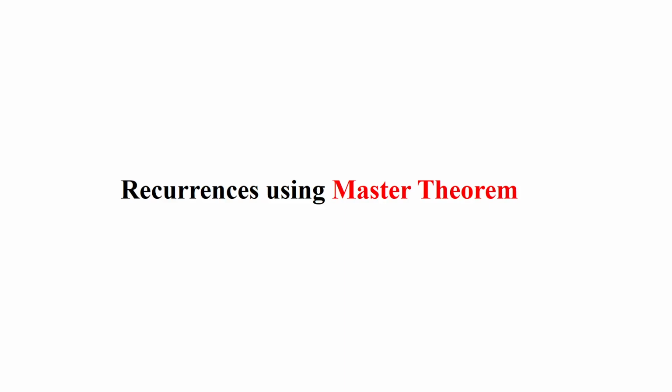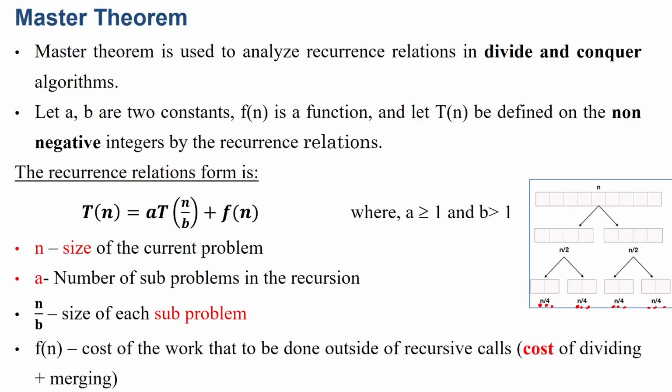Hi everyone, here we will solve recurrence relations using the master theorem. The master theorem is used to solve recurrence relations that arise in divide and conquer algorithms. Let's take a and b as two constants and f of n as a function.